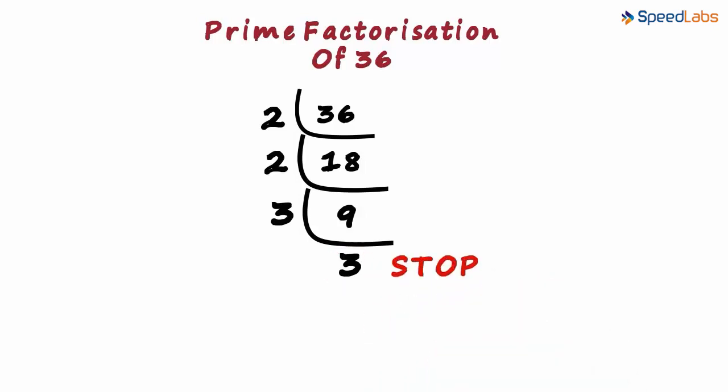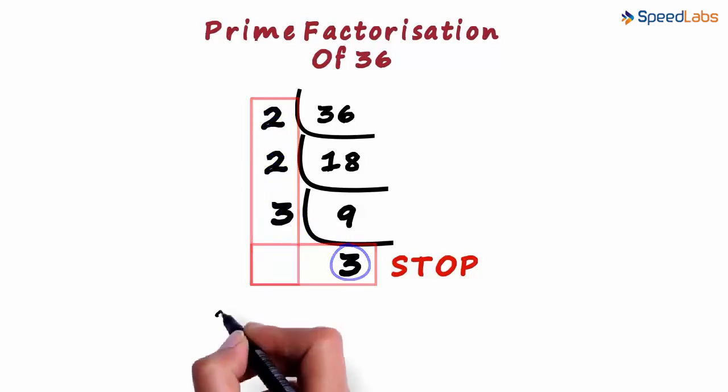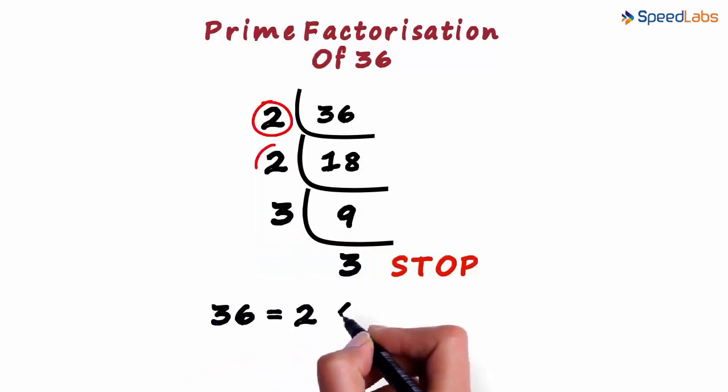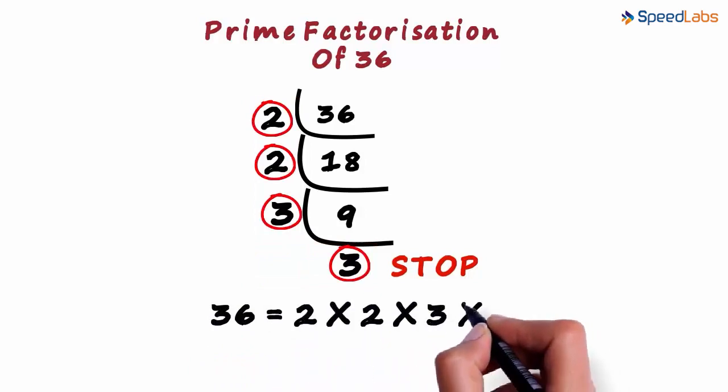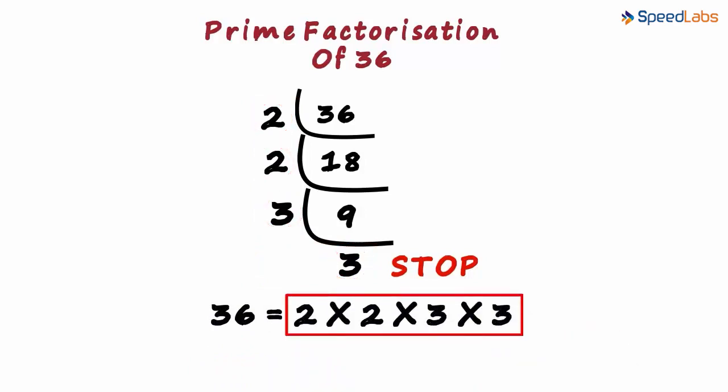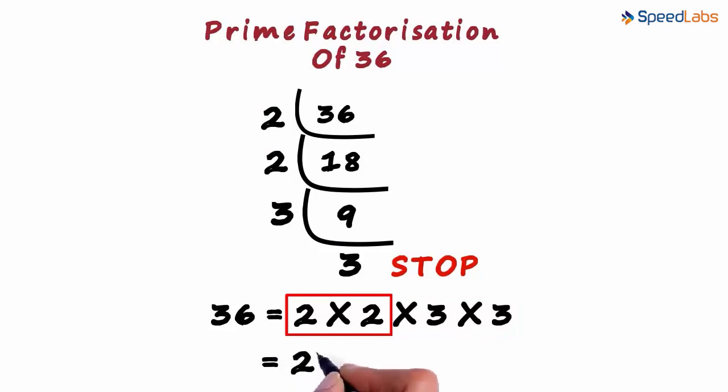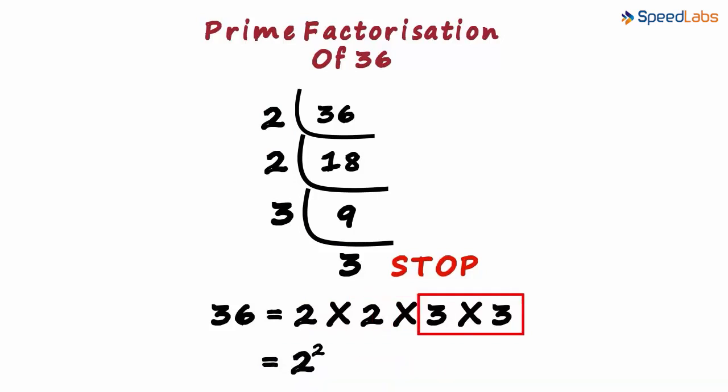Where are the prime factors? The number 36 can be written as a product of the numbers forming the L shape. 2, 2, 3 and 3. 36 equals 2 times 2 times 3 times 3. This pretty much completes the prime factorization of 36. The product of these two numbers can be written as 2 squared and the product of these two numbers can be written as 3 squared.